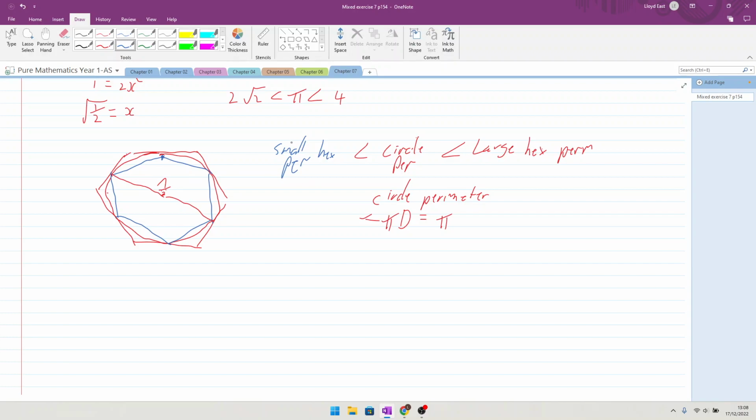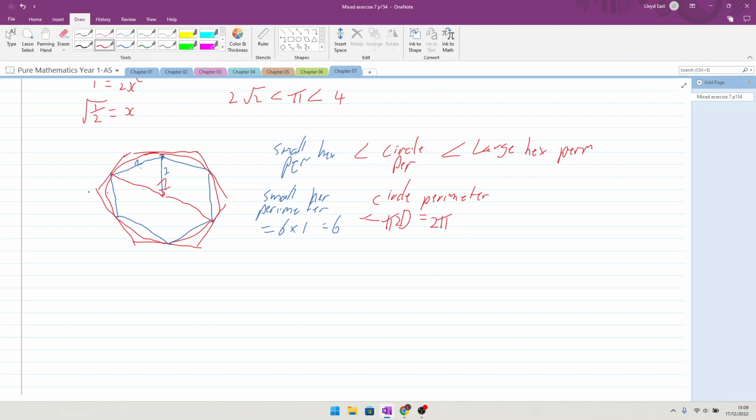Okay, we can now do, if the circle is that, we can now say that the small hexagon has a perimeter. If this is side 1, this is also 1, which makes this 1 as well. So the small hex perimeter is equal to 6 times 1, which is equal to 6. Oh, sorry, 2 pi. 2 pi. There you are.